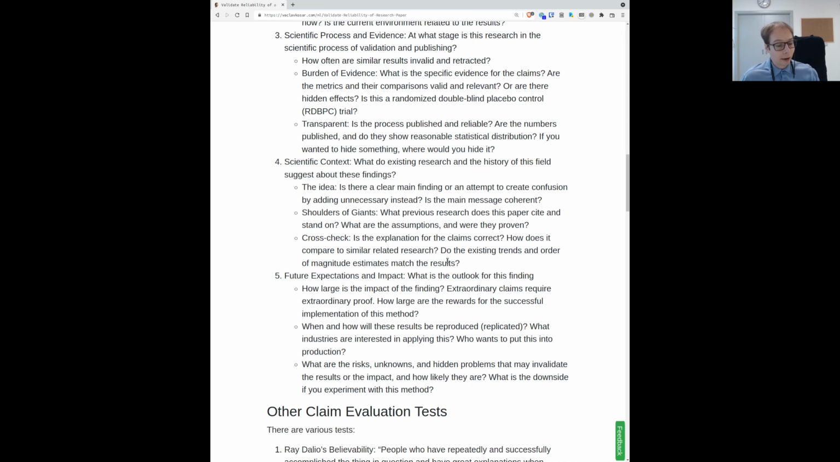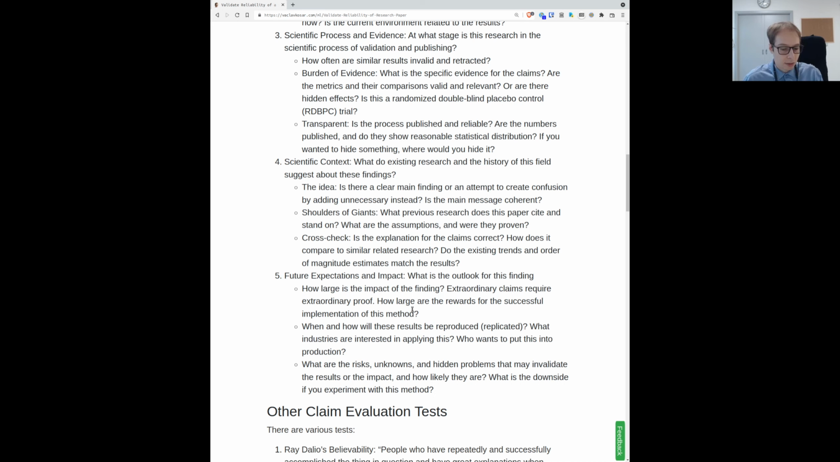Okay, what do we expect from the future? What is the impact? What is the outlook? How large will the impact of the study be? If the impact is very, very large, then extraordinary evidence and proof is required. Are the rewards for successful implementation of this new research very large? If they are, it's the same question.